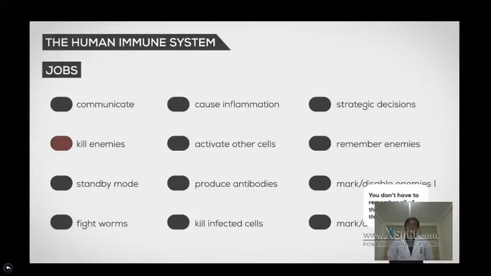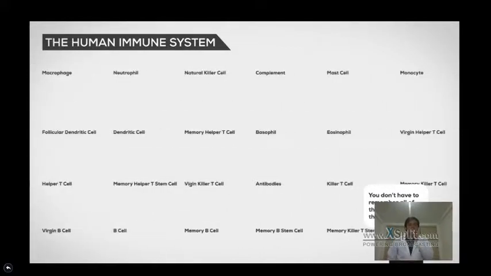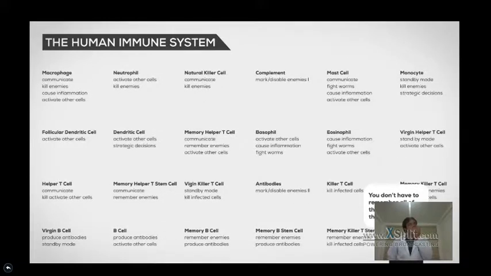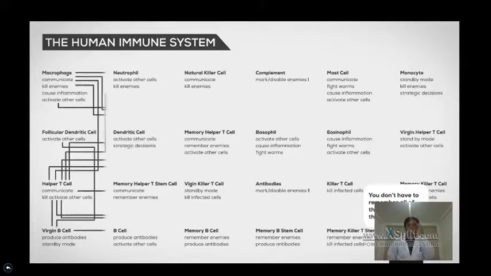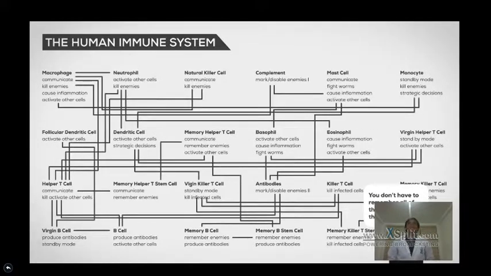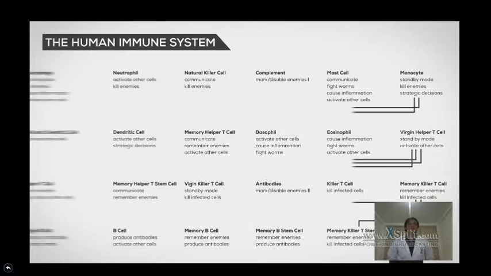For example, kill enemies, communicate, etc. And it has 21 different cells and 2 protein forces. These cells have up to 4 different jobs. Let's assign them. Here are the interactions. Now, let's make this understandable.